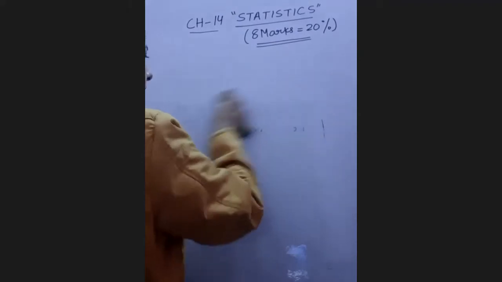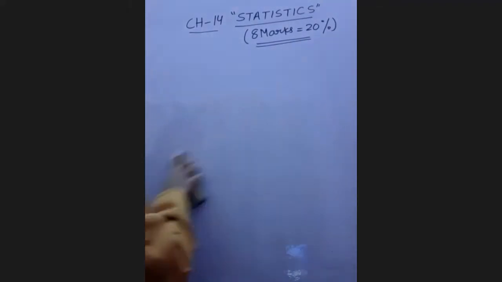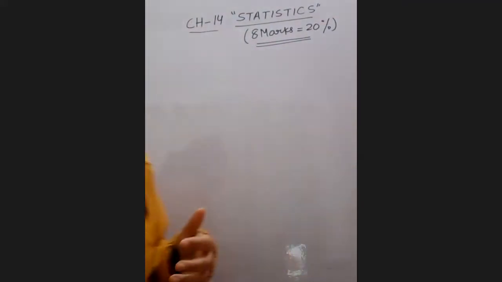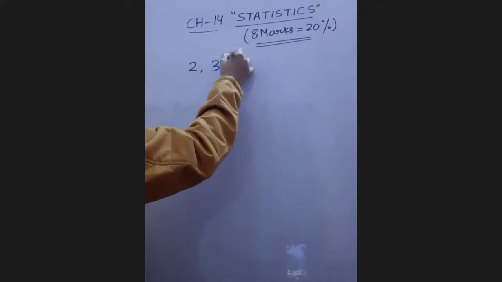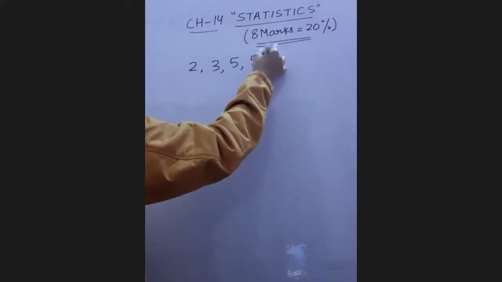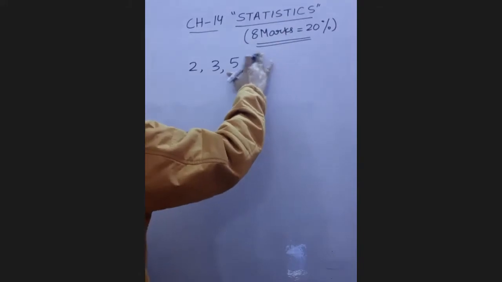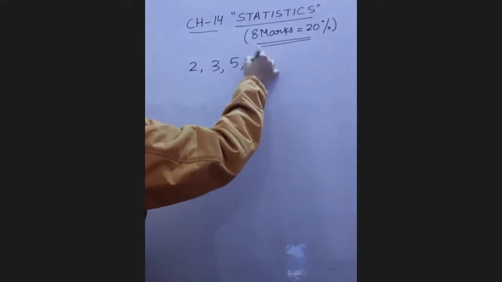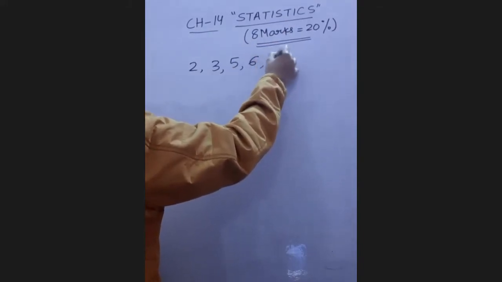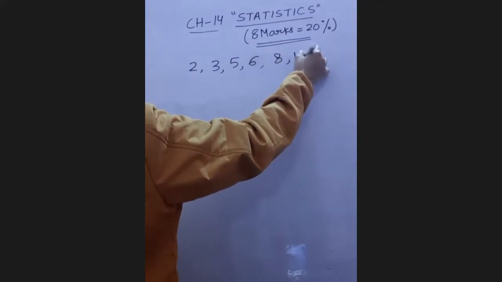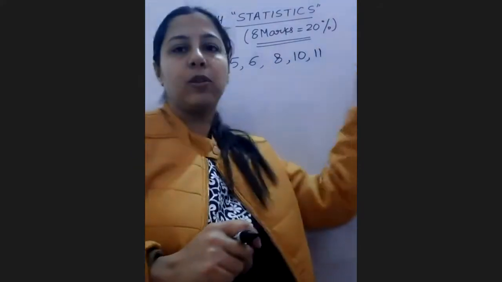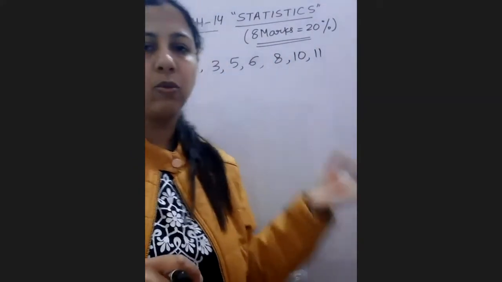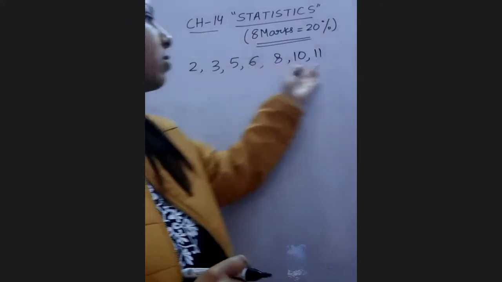But suppose, let us take this example. I'm taking small numbers so that we understand it better. Suppose I have these 7 values: 2, 3, 5, 5 or I can make it 6, 8, 10, 11. Suppose these are the individual scores. There was a test of 12 marks, 7 students were there, and that is their score.